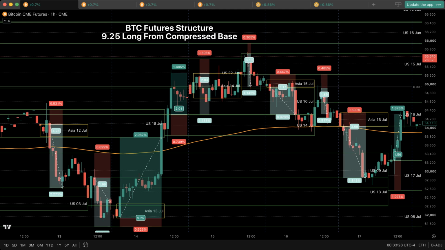Now read the sequence. Location. July 13th Asia forms inside July 8th US memory. Reach. Price tests the compressed Asia range. Reaction. Sellers cannot push price through the lower side. Failure. Downside continuation fails. Return. Price moves upward through July 13th US memory and July 9th US memory.